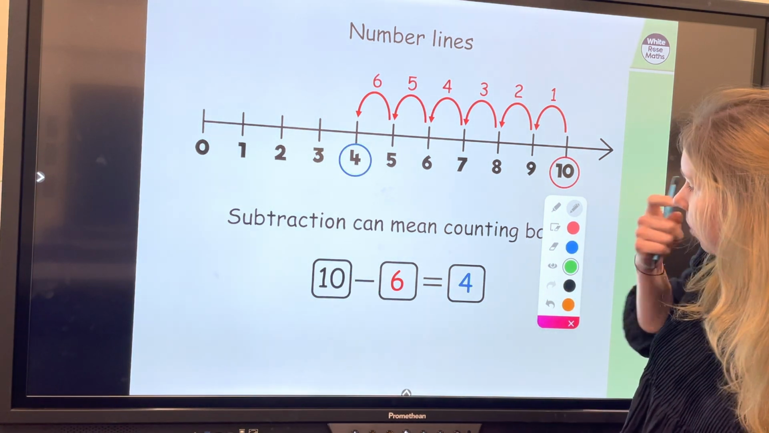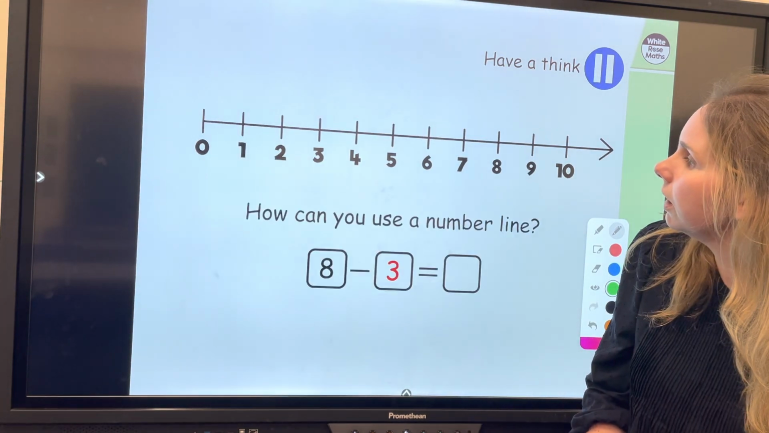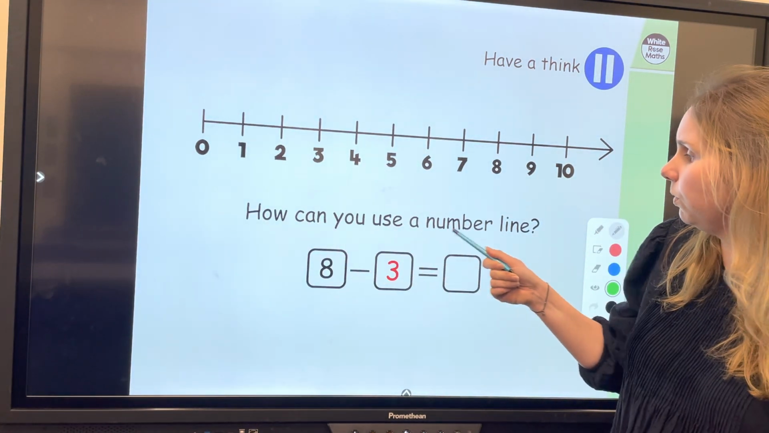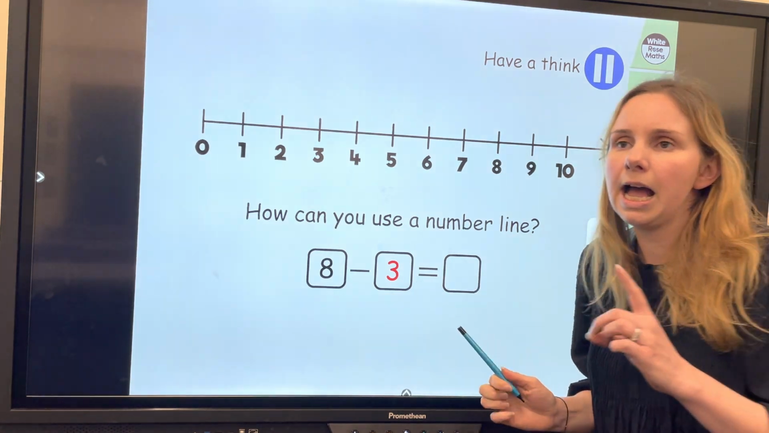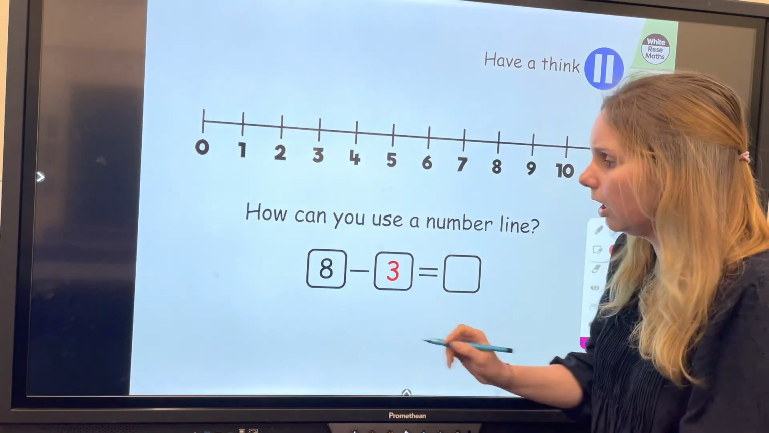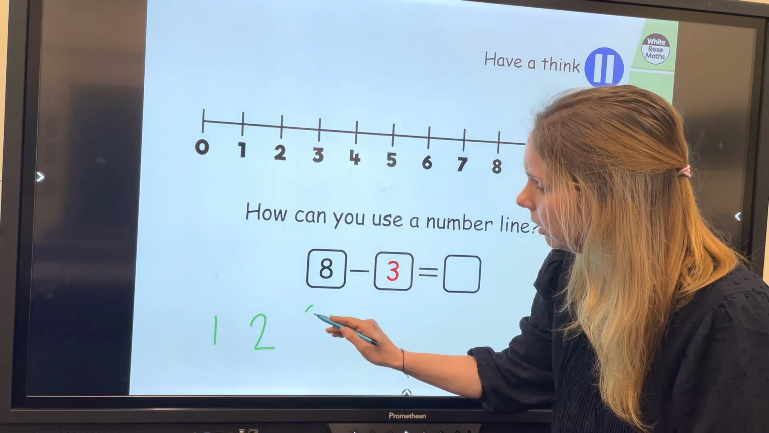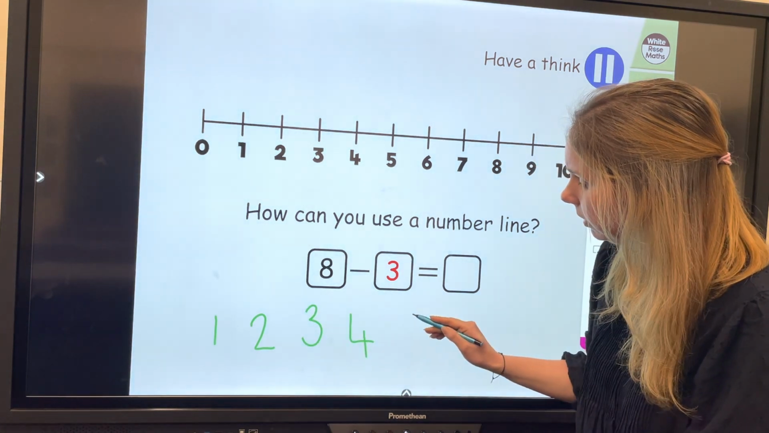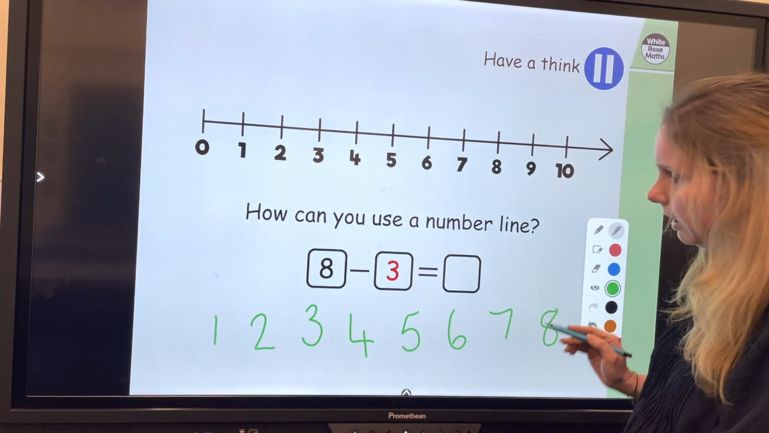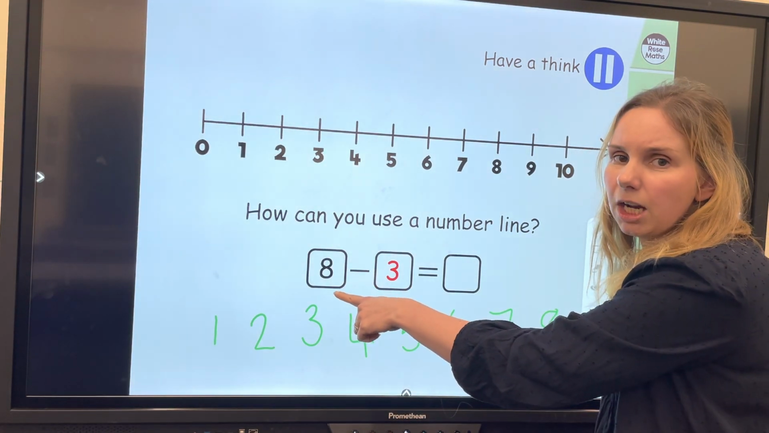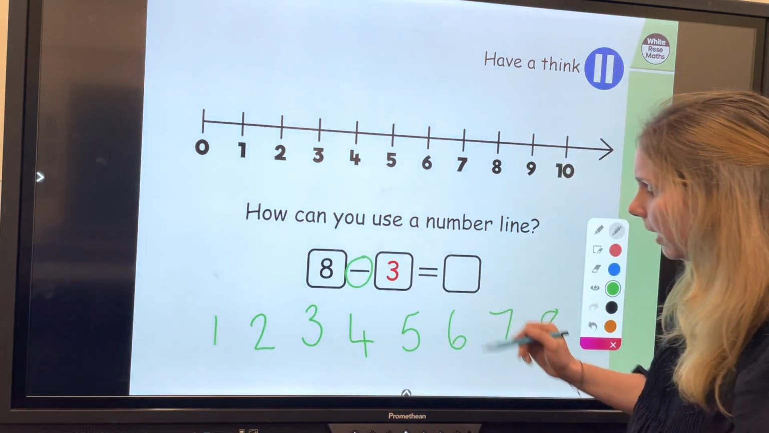Let's have a look at another one together. Right. How can you use a number line? So 8 subtract 3 equals. At home, if you've got a pen and paper, you might write your own number line out, like me. 1, 2, 3, 4, 5, 6, 7, 8. I'm only going up to 8 because that's my starting number. Then I'm subtracting, I'm taking away 3 equals.